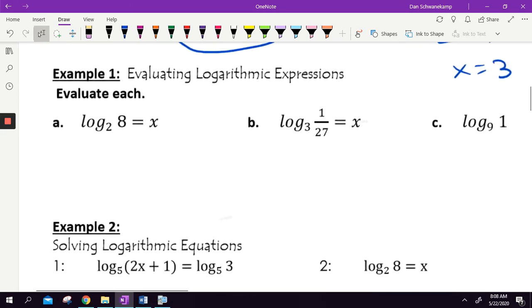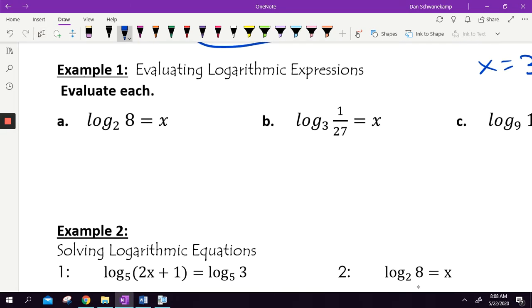All right, so we're trying to evaluate each. The key to evaluating a logarithm is don't let it stay a logarithm. When we see ugly stuff like this, the first thing we're going to do is get rid of the logarithm. The opposite of log base 2 is 2 to a power. So I just get 8 is equal to 2 to the x. We just figured that out. x is equal to 3.